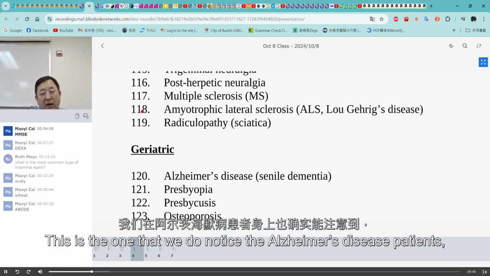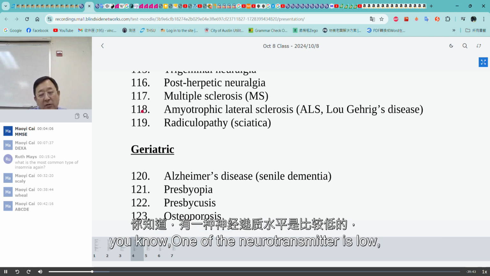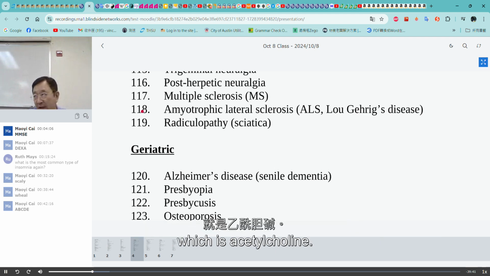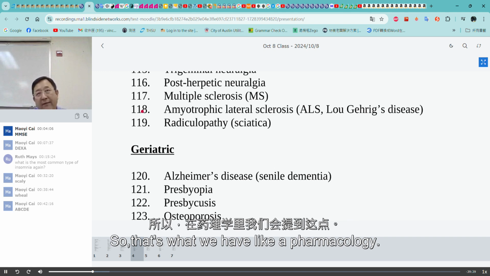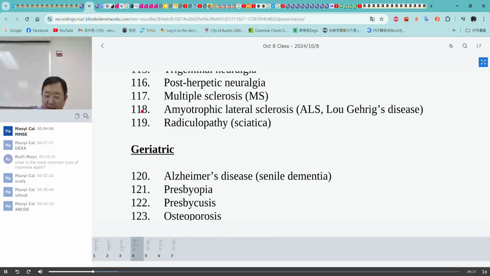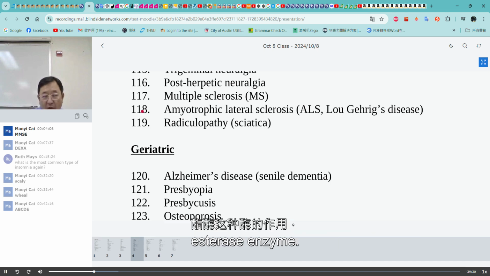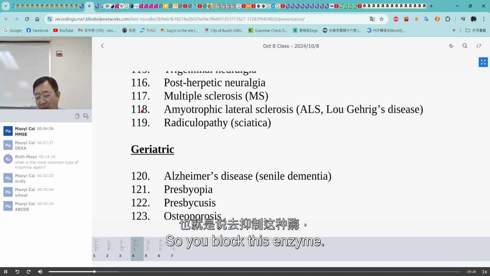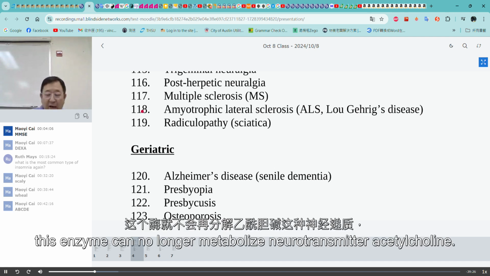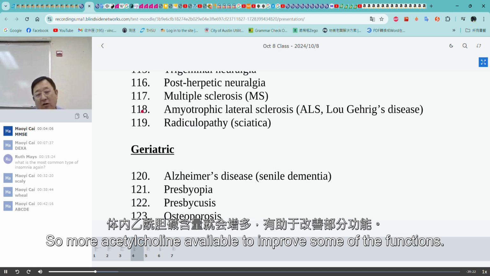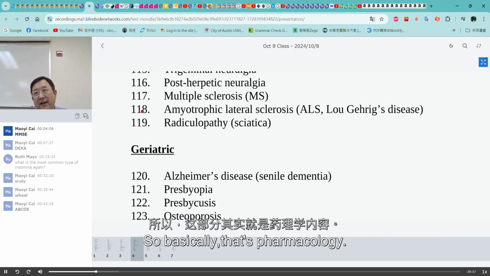And we do notice Alzheimer's disease patients have one neurotransmitter that is low, which is acetylcholine. So that's what we review in pharmacology. They have drugs that can block or inhibit the acetylcholinesterase enzyme. So you block this enzyme, and it can no longer metabolize the neurotransmitter acetylcholine. So more acetylcholine is available to improve some of the functions. So basically, that's pharmacology.